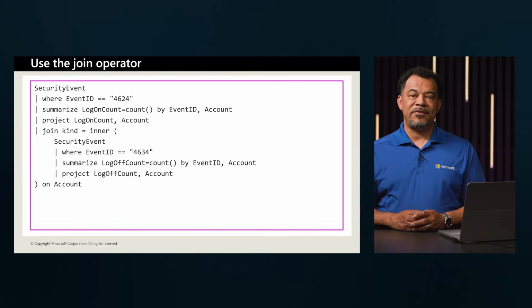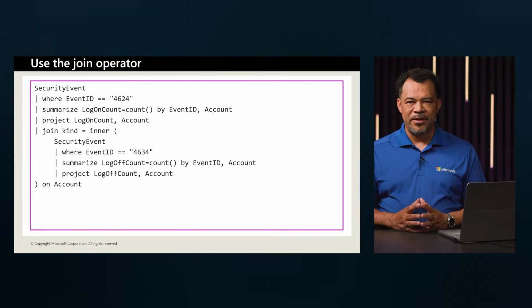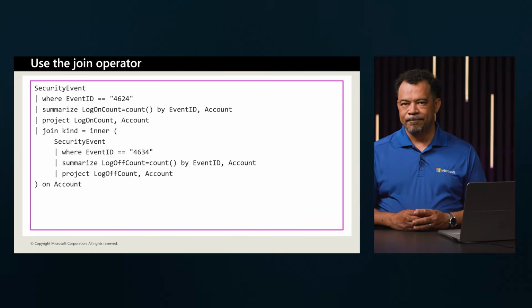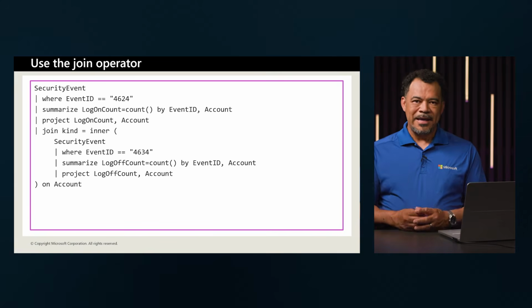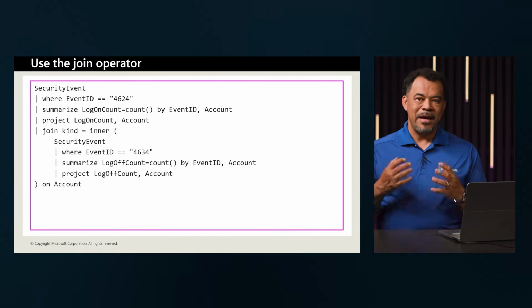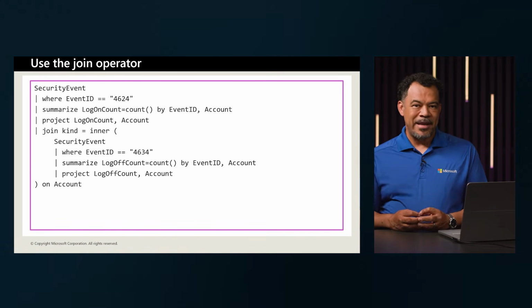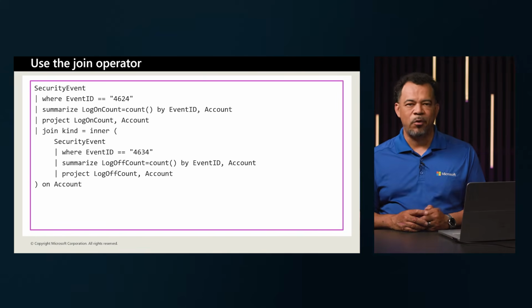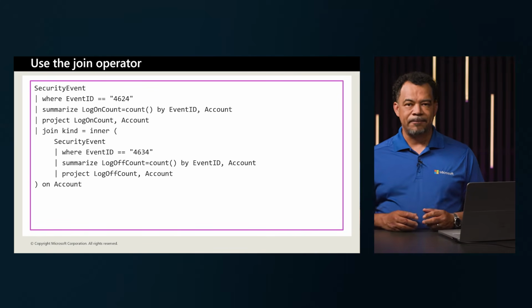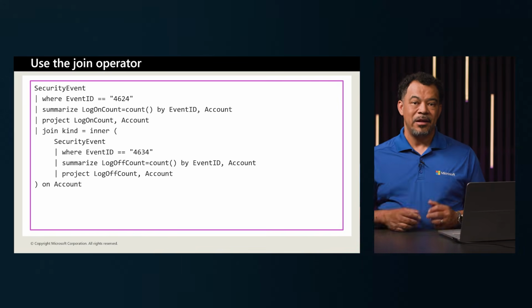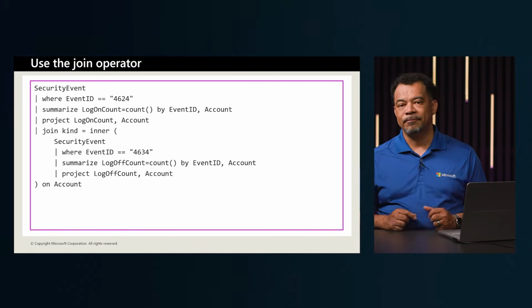The first part, the left side of the join, filters the security event table for event ID 4624, which represents successful login events. It then summarizes the number of login events per account using the count field. It keeps only the logon count and account columns. The second part, or the right side of your join, filters event ID 4634, which represents log-off events. It summarizes the number of log-offs per account and again keeps only the log-off count and account columns.